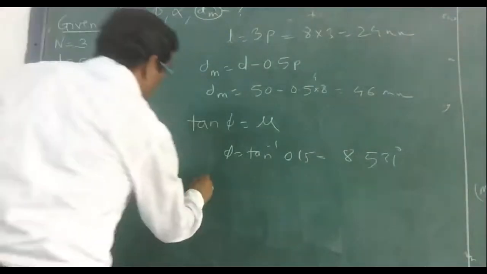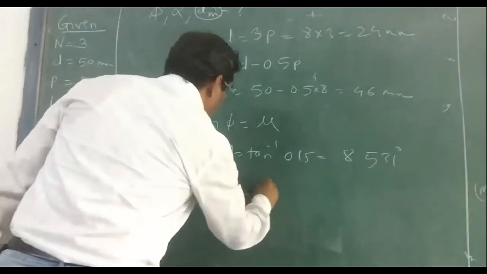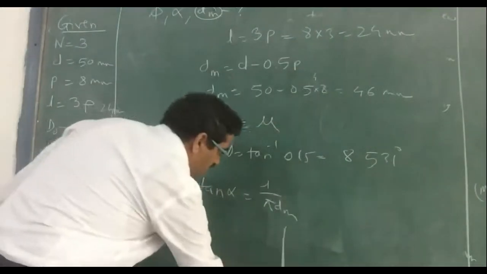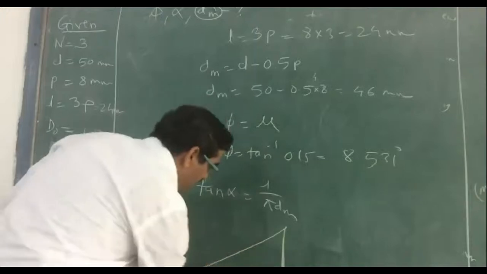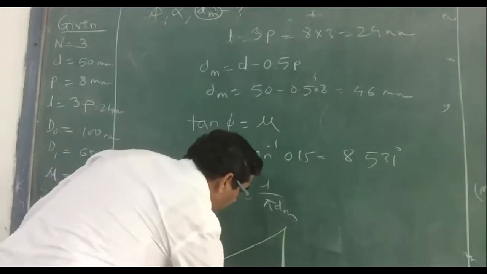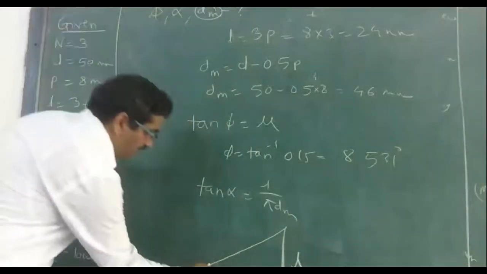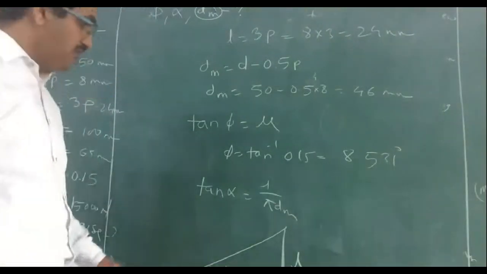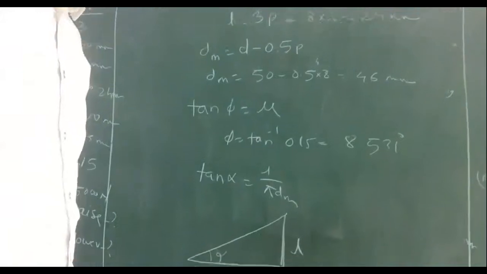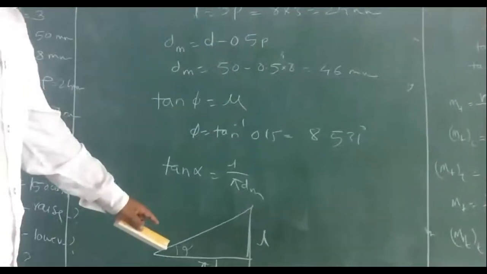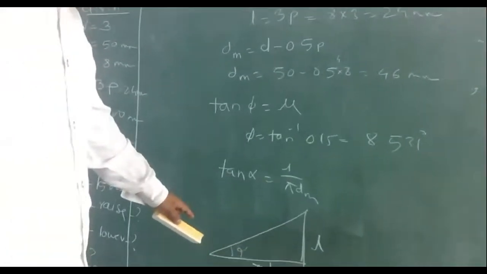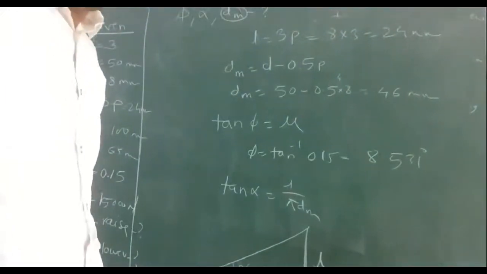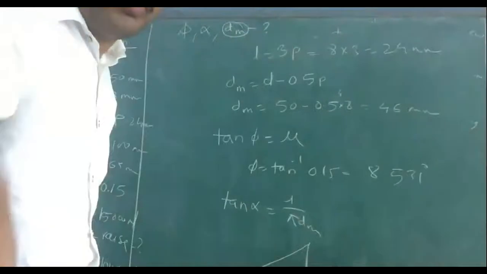Now alpha. We know that tan alpha is equal to L upon pi dm. We have seen this triangle, if you remember: this is pi dm, the perimeter, and this is L, the lead, and this is alpha, the helix angle. It is not visible, so I will just move it a little bit. So L is the lead, alpha is the helix angle, and pi dm is the perimeter.